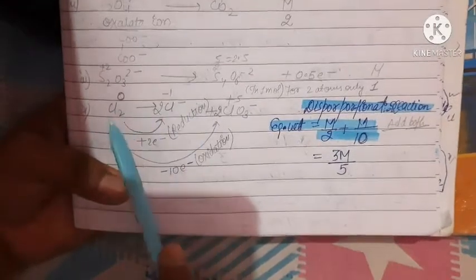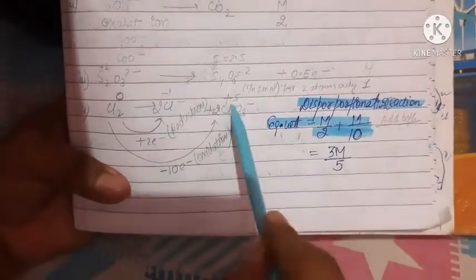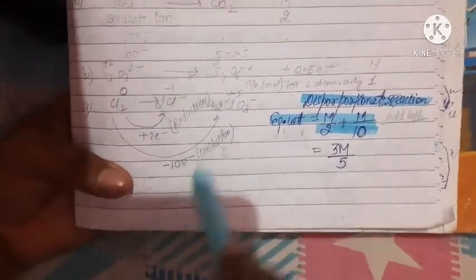Here disproportionation occurs. From 0 it's going into -1 as well as +5. So you have to add and then write. I will calculate this for you.